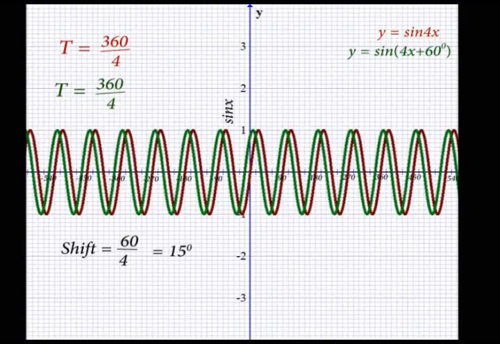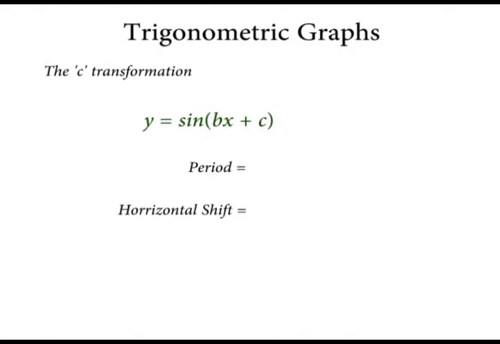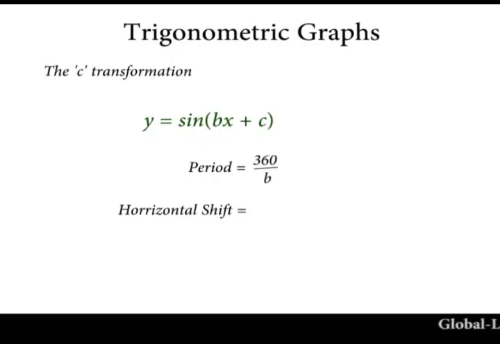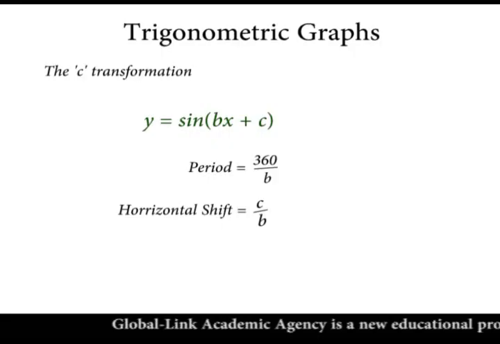And so in general, for y = sin(bx + c), the period is 360 over b, or 2 pi radians over b, and the shift is c over b. And remember, c could be positive or negative.